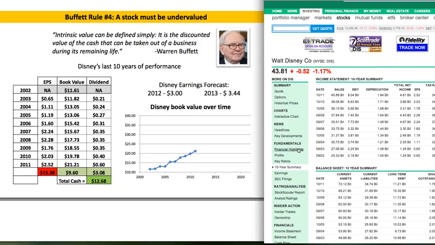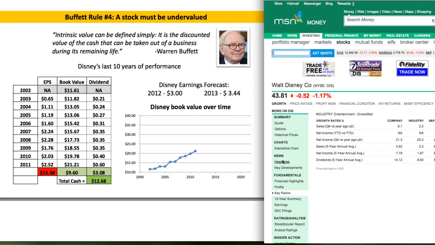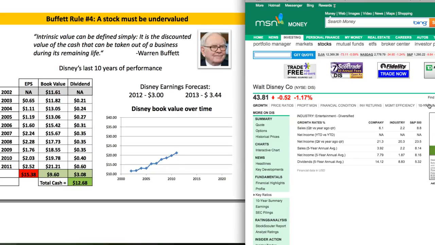So the next thing we're going to look at is the change in the book value. How you would find that is you come back over here to MSN Money, and you click on the key ratios. Now I want you to remember, if you're joining us just at this lesson right now, we've already done a lot of research on Disney, looking at its debt, its current ratio and things like that, to determine that this is a company that we can go ahead and assess.